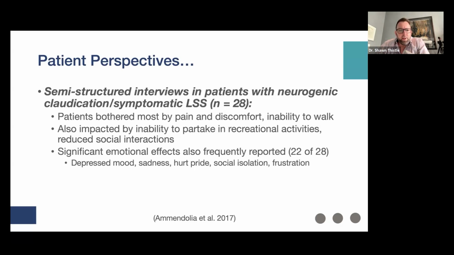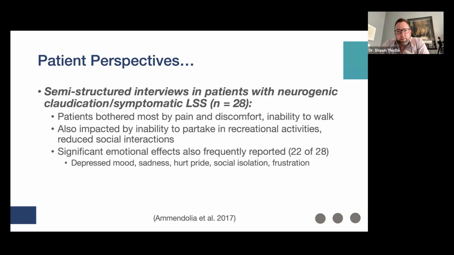So you can imagine how disabling and concerning that is if that ability is taken away from people. The patients in these interviews also reported being impacted by an inability to partake in recreational activities and reduced social interactions. And we know that social interactions and social connectivity are predictors of mortality now for elderly people. If they don't have a good social network, a reason to belong, things can start to fall apart pretty quickly, regardless of what other healthcare scenarios are affecting them.